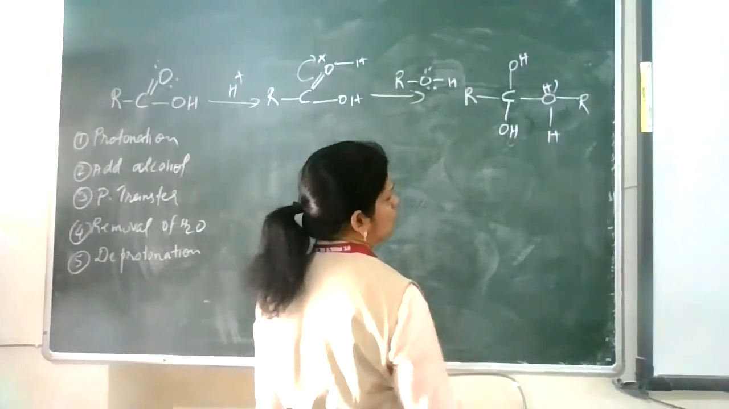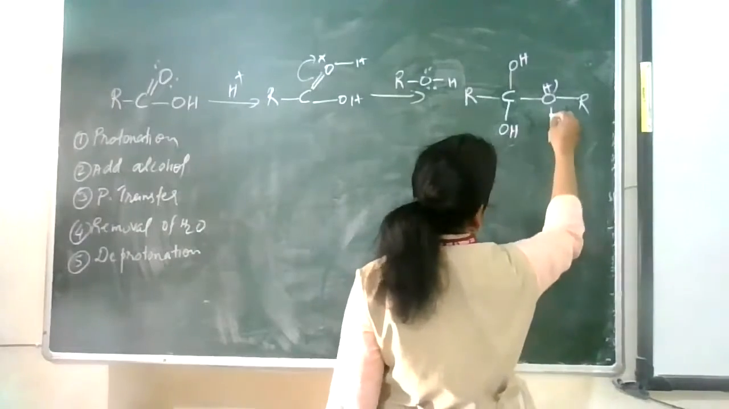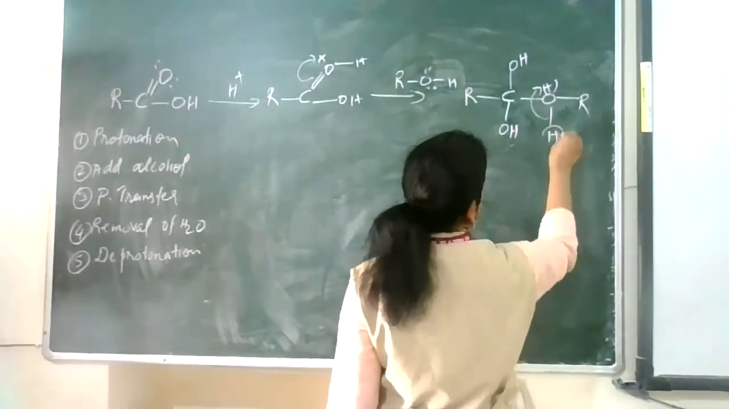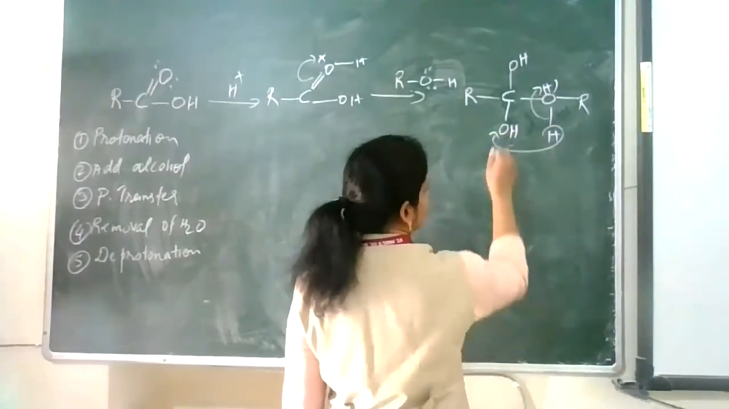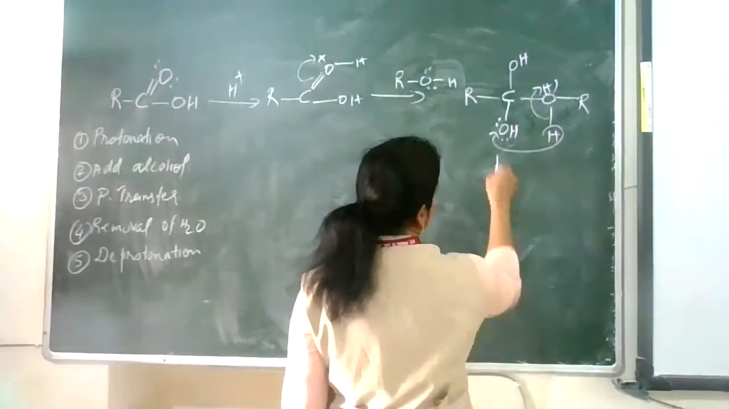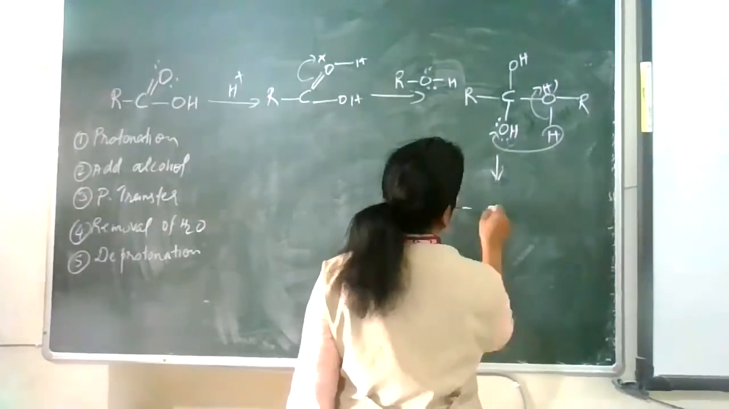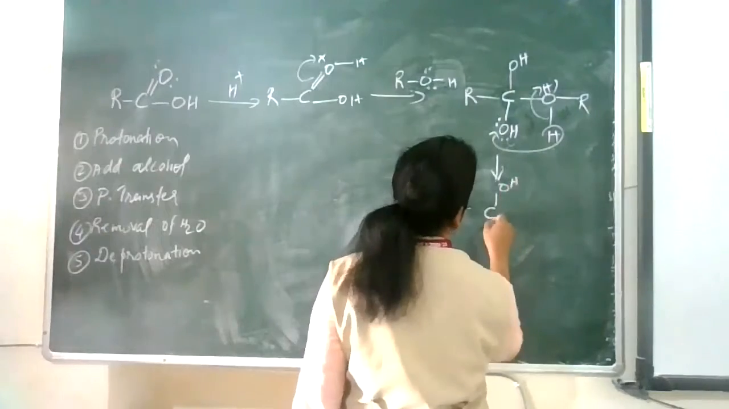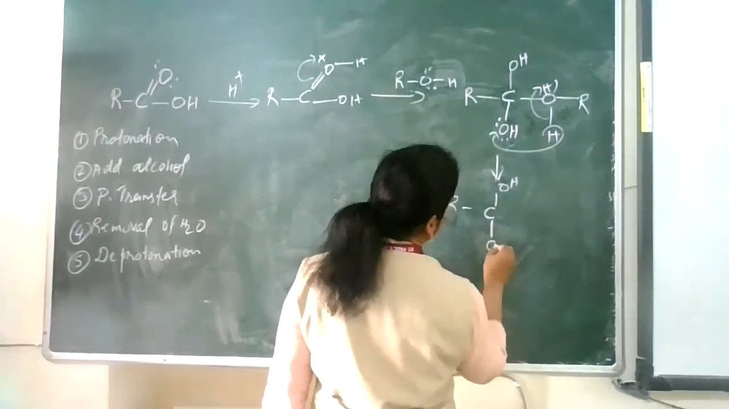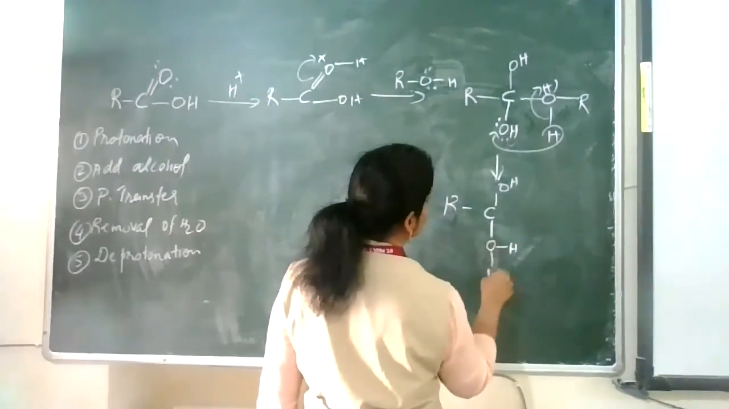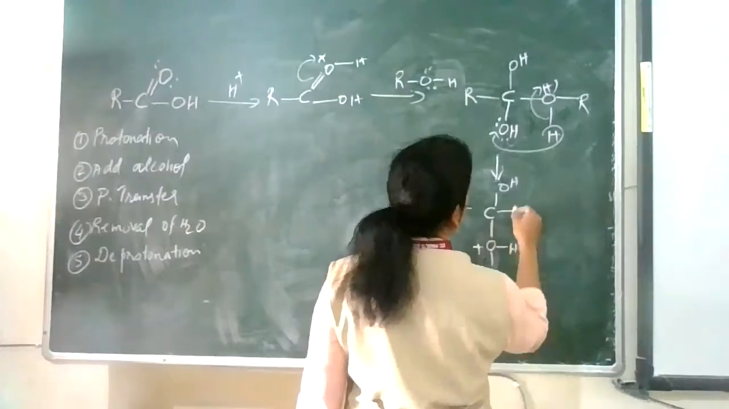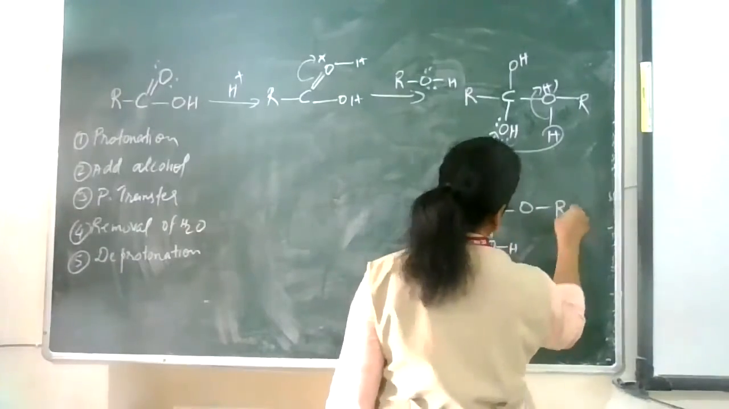Next is proton transfer. This pair of electrons will be taken here, so H will be going here. This has got pairs of electrons. So next is proton transfer. So R C OH here, OH H plus and OR.